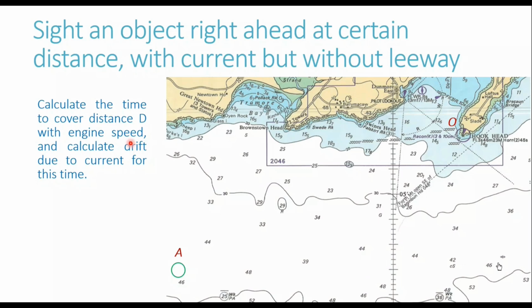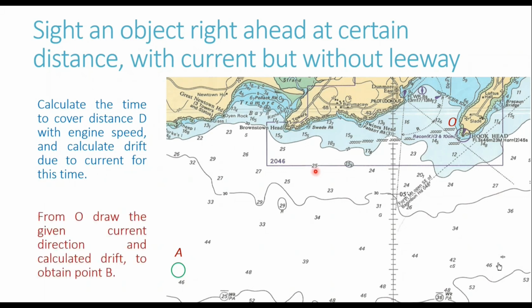So in this example, it was 1 hour. So whatever the drift of the current is for that 1 hour, that is what we need to calculate. So once we have the drift known to us, now we can start the plotting.